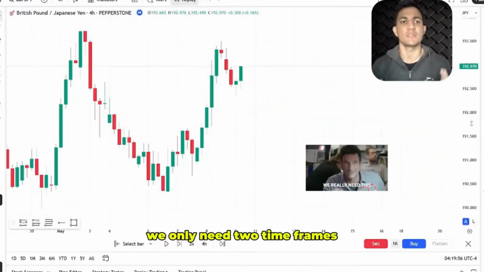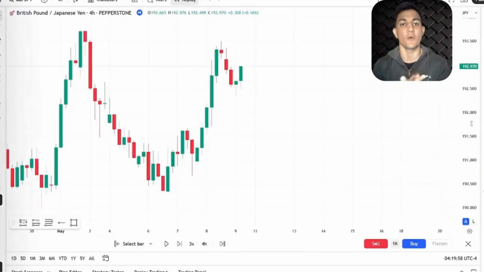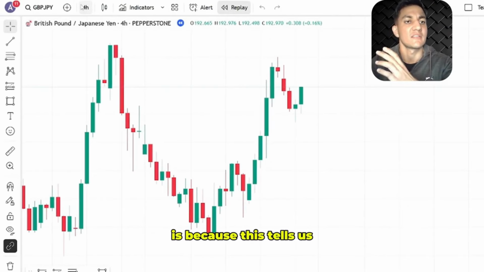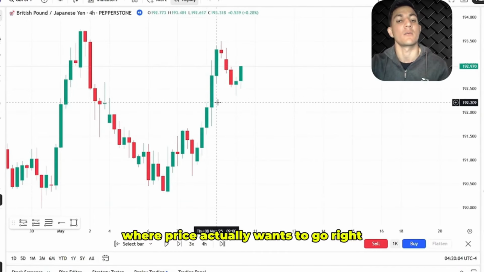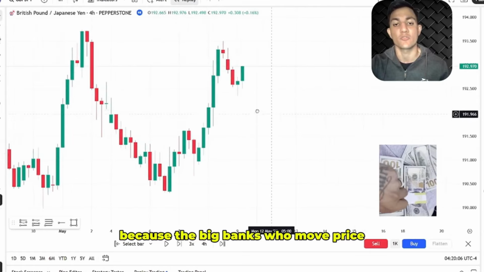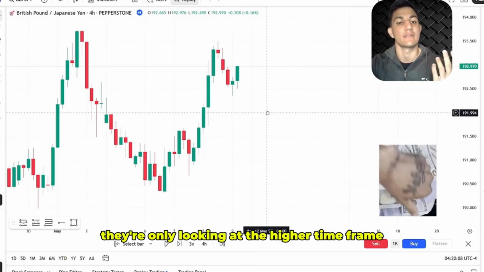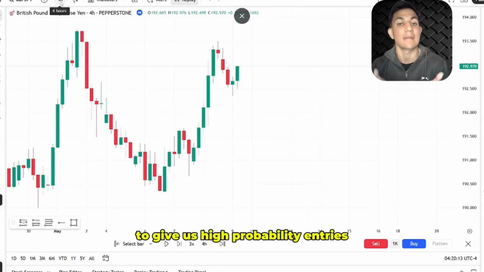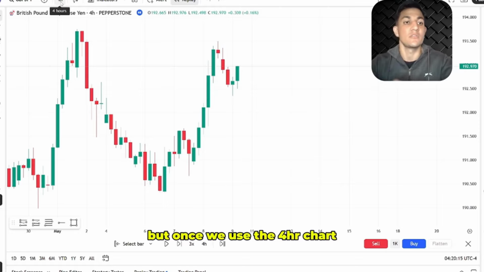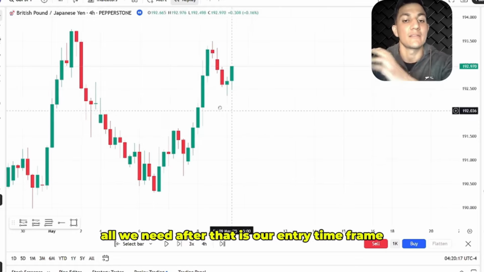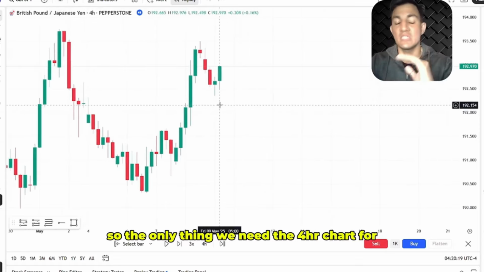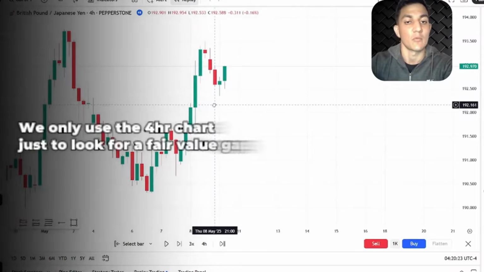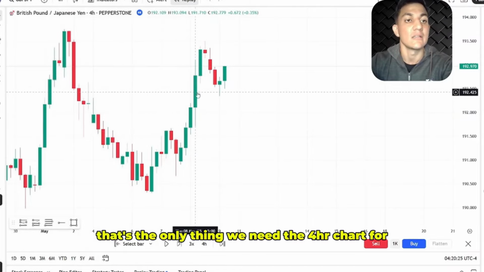Okay, so for this strategy, we only need 2 time frames, the 4-hour chart and then your entry time frame. The reason we use the 4-hour chart is because this tells us where price actually wants to go, right? Because the big banks who move price, they're only looking at the higher time frame. So we need to use at least one higher time frame to give us high probability entries. But once we use the 4-hour chart, all we need after that is our entry time frame. The only thing we need the 4-hour chart for is just to look for a fair value gap, right?